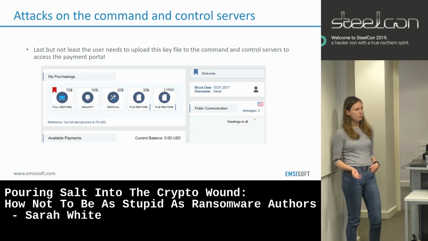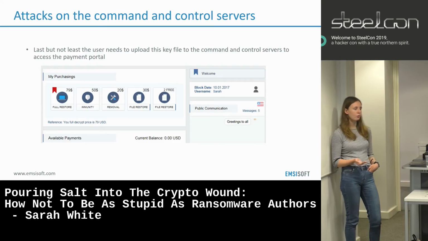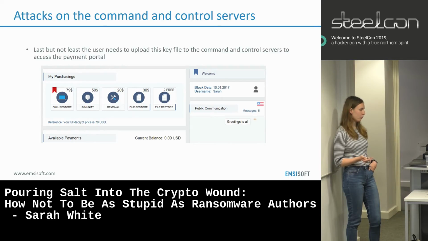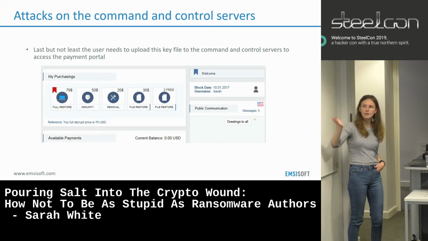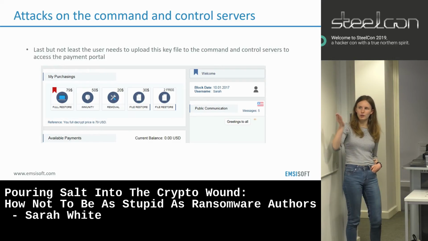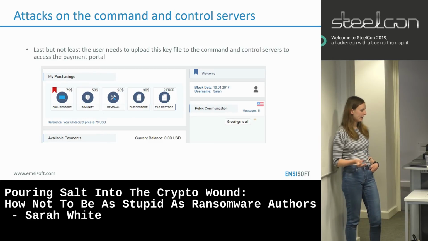When the victim wanted to try and decrypt their files, they would have to upload the .key file to the author's portal. The portal would then decrypt the AES key in the key file using the author's private key. It would then use the AES key to decrypt the information block, extract some information from there and display some of this on the portal. As you can see, the block date is the infection date and the username is from the system. That's some of the information that was stored in the information block. Upon payment of the ransom, a decryptor would be created using the system's private key.